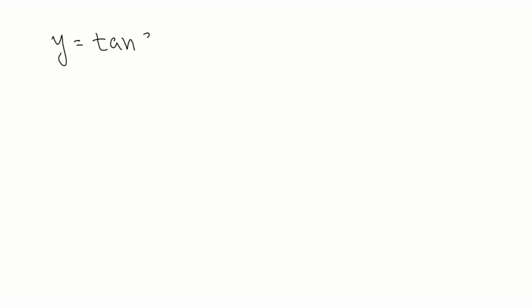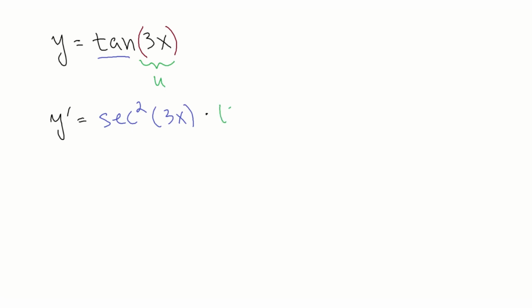Here's another one. By the way, the convention regarding parentheses and trig functions is that tan 3x is written to mean tangent of 3x. So it might help to add parentheses when differentiating arguments of trig functions. The outside function is tangent, and the inside function is 3x. So y prime equals the derivative of tangent, which is secant squared. Leave the inside alone. Multiply that by the derivative of the inside function, which is 3.